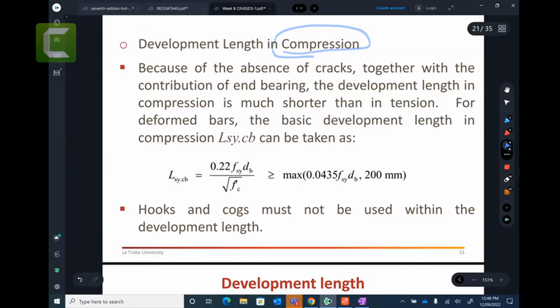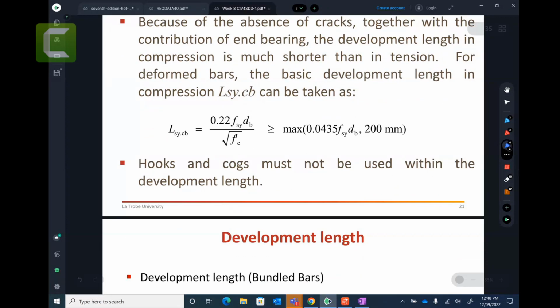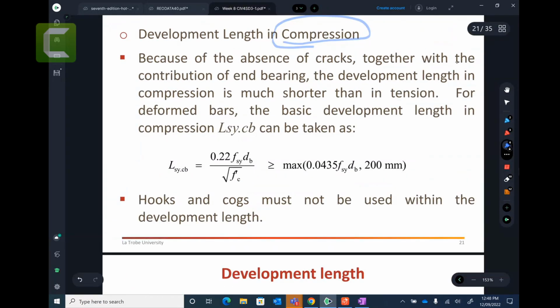Now, it must not be used within the development lengths. So the development length in compression is much shorter than tension. As you can see, compression is not a big troublemaker. Tension is the one that is going to be the troublemaker. So you need to provide more length in tension. The development length on the tension side is more than the compression side. Compression side is not that much. You remember that we have about 300, 200 millimeters from this one.